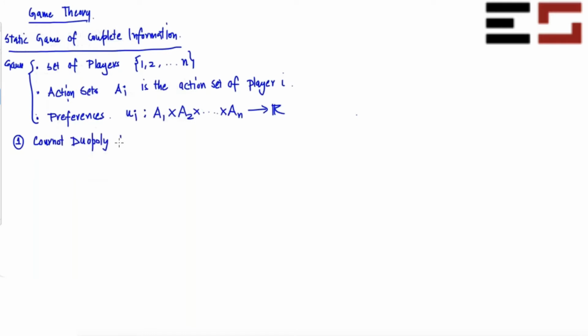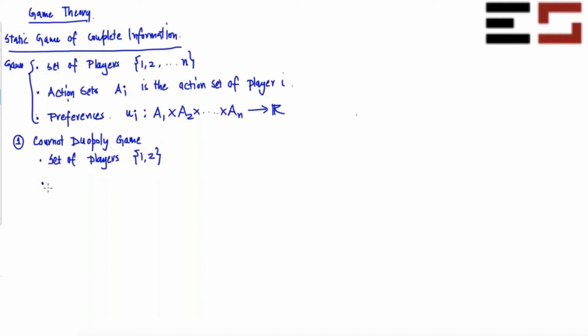When I'm talking about duopoly, it's two firms. If I use the word oligopoly, it is a general term used for any number of firms greater than or equal to 2. So let me describe the Cournot duopoly game. If it's a duopoly game, then there are two players. The set of players is basically two firms. Let me name them 1 and 2.